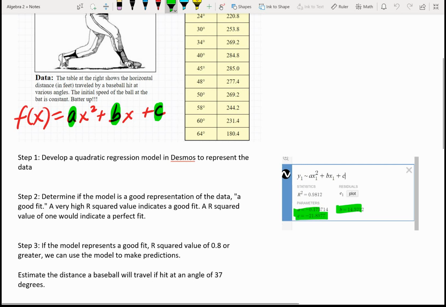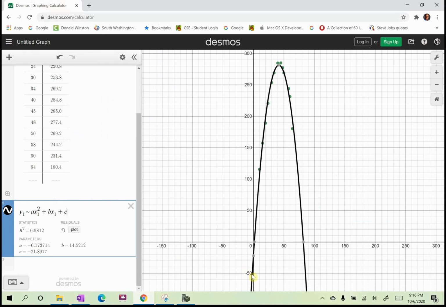All right. So my quadratic regression equation is going to be y equals negative 0.173x squared, because that's a, plus 4.52x, and then minus 21.90. So that was my equation. Now if I go back to Desmos, I want you to notice that it was cool enough that it actually generated that parabola based upon that equation. So that was pretty cool. What was the vertex there they gave me? Oh, 41.7. Right? So it actually generated that equation.